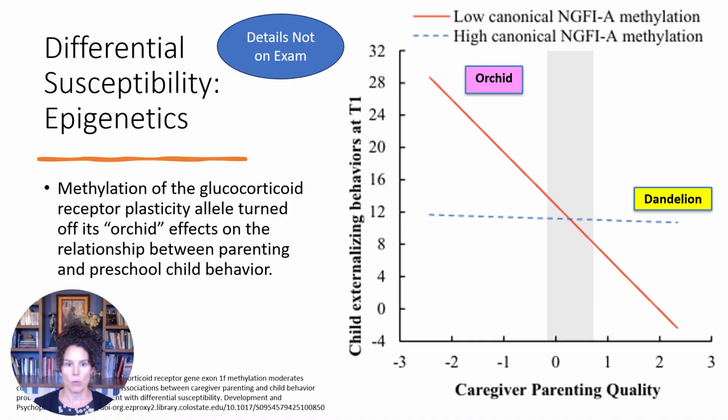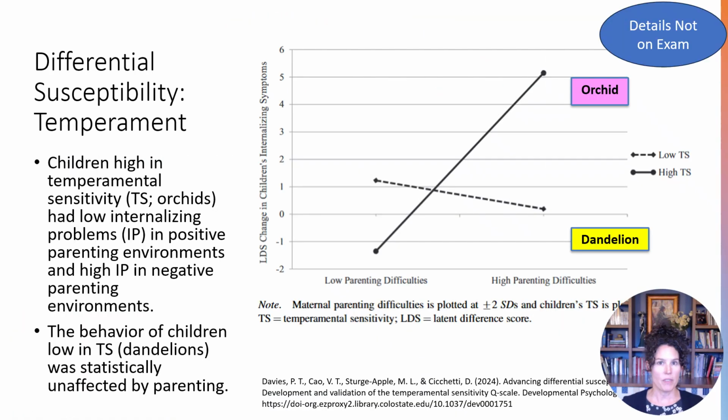But for the children in which it was not methylated, meaning the gene was able to be expressed, then they were looking like the true orchids. Basically, if the quality of caregiver parenting was high, then their externalizing behavior was low. And if the quality of caregiving behavior was poor, then their externalizing behaviors were high. And so this just tells us it's not just the genes that you carry that predict whether or not you're a dandelion or an orchid, but it's also your epigenome, whether or not those genes have been turned on or turned off.